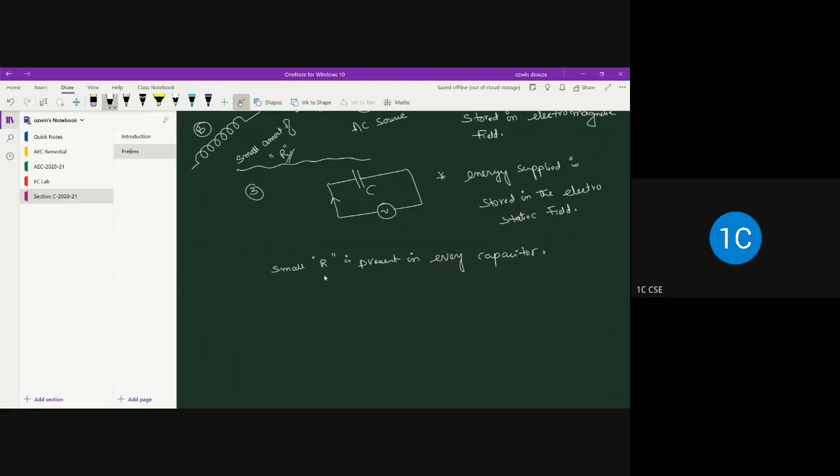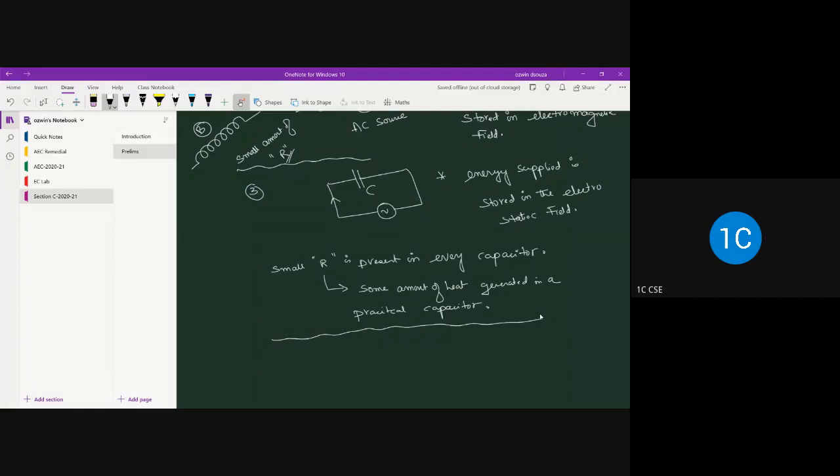Capacitor. And due to this small resistance R, even when you use a capacitor in your circuit, some amount of heat is generated in the capacitor as well. So this resistance R is the contributing factor for the heat generation in a capacitor. So some amount of heat is generated in a practical capacitor.